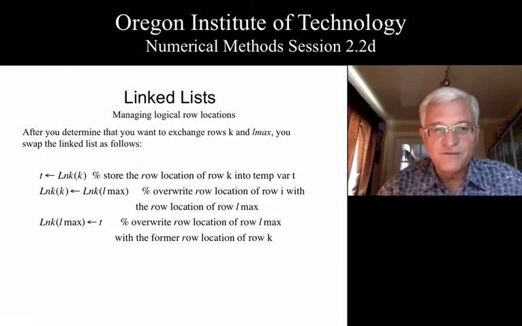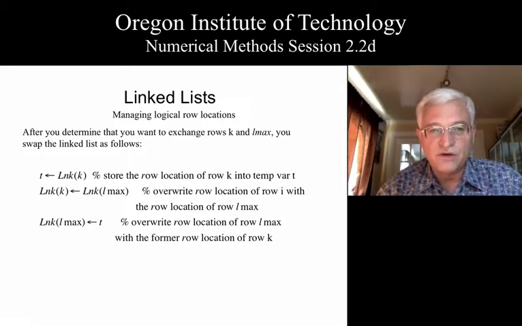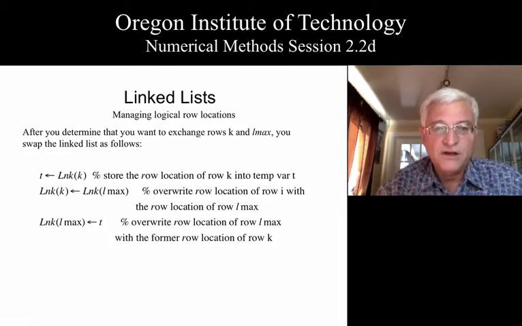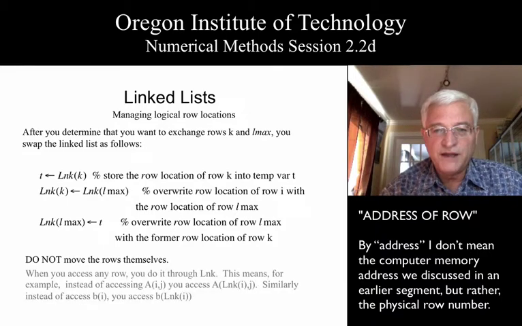There is no difference in this logic between the swapping that we did between two values in two different rows when we swapped the actual A values themselves. The real difference is we had to do it over and over again for each column. Here, we only need to do it once because we are moving the address of the row rather than the physical row itself. So we do not move the rows, we only move the addresses.